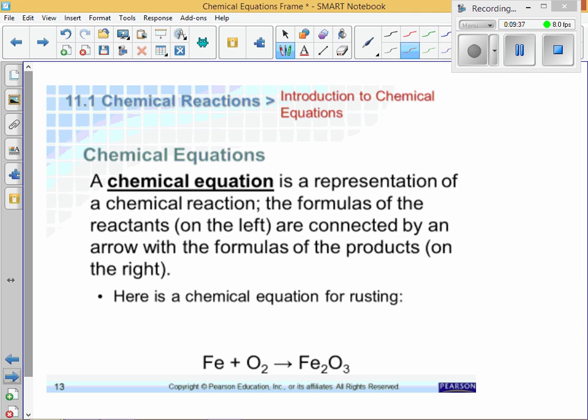Here we go. Chemical equations, okay? Now we're moving away from the word equations and we're writing more like a chemist. A chemical equation is a representation of a chemical reaction. It's how we represent a chemical reaction with symbols and numbers, okay? Reactants are on the left, products are on the right. This is the one that we did together for rusting. You've got iron reacts with oxygen to produce rust, or iron 3 oxide. Okay, so that is how we move from word equations to chemical equations.